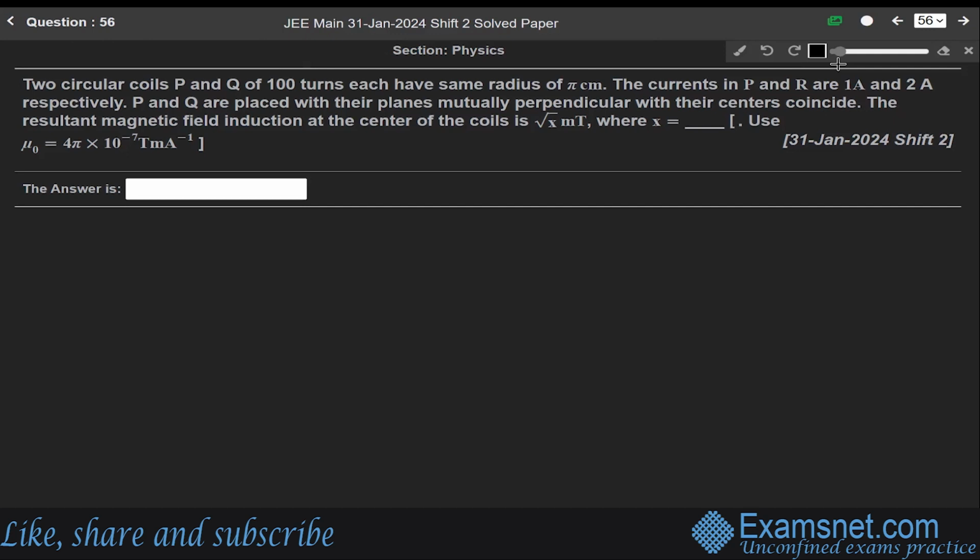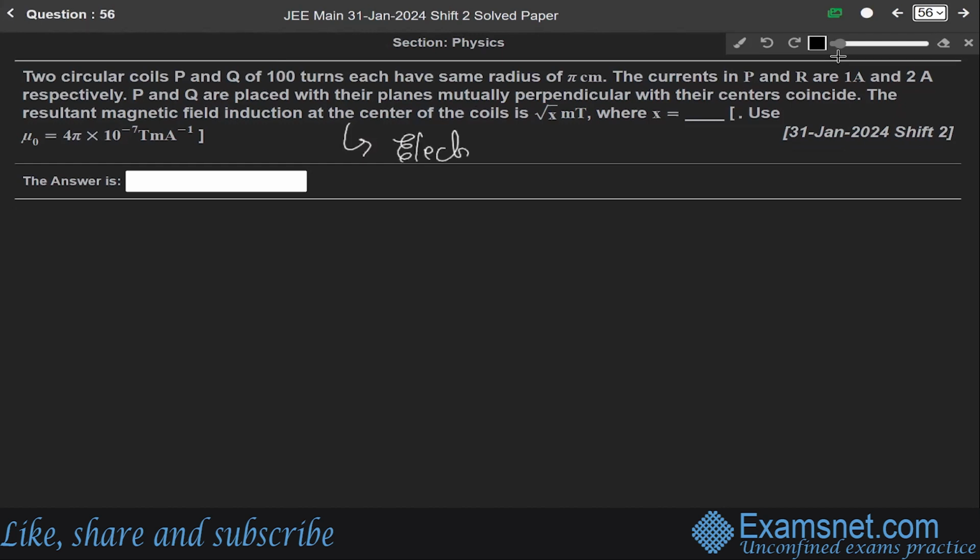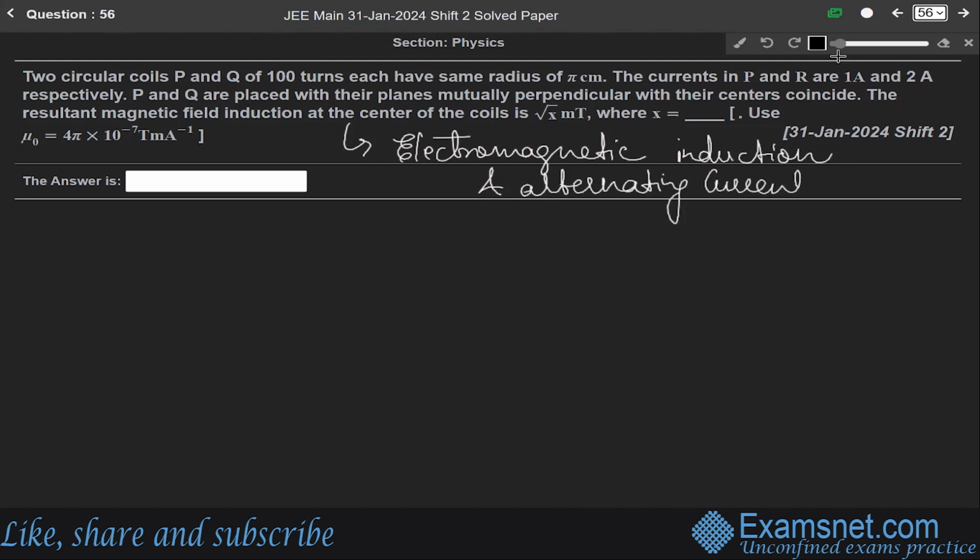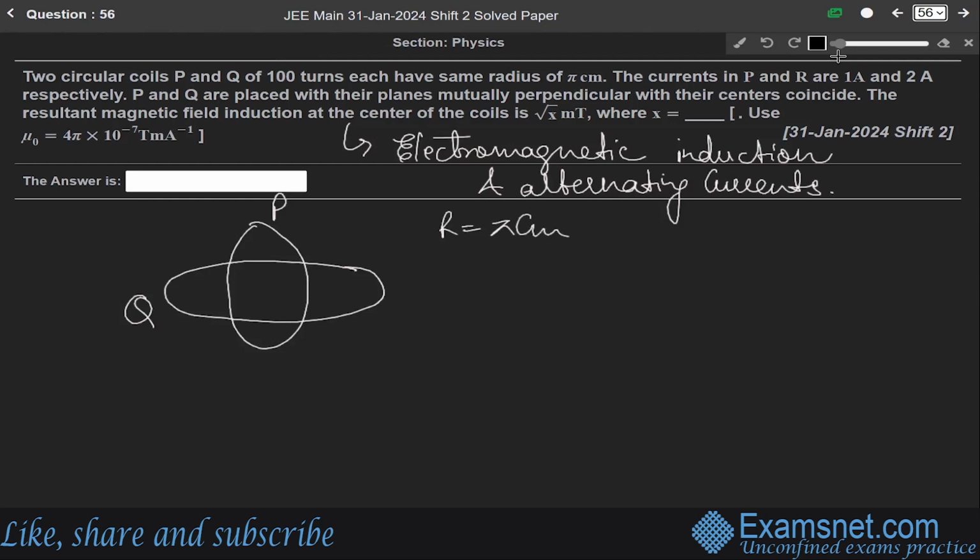So this question is from the chapter of electromagnetic induction and alternating currents. Okay, now according to the question, we are given two circular coils. Let us say this is circular coil P and there is another circular coil Q having the same radius. Okay, the radius of each is what? Pi centimeter.